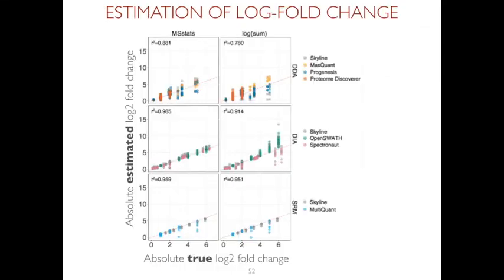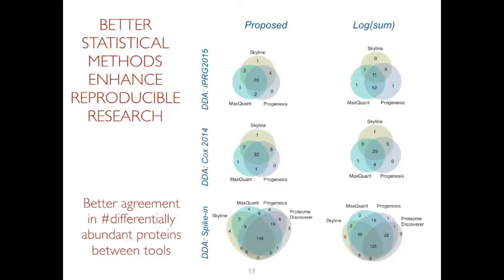And so we can also look at the fold changes. These are all the spike-in DDA data sets. The group also had a bunch of spike-in SRM data sets. The x-axis is the true log fold change, and the y-axis is the reported fold change. We see that our estimates are more tightly clustered than the estimates when you just use the log sum. So it is encouraging that it deals better with missing values and outliers across data processing tools. But what is most exciting for me is actually this.